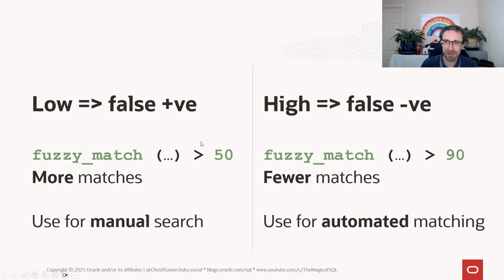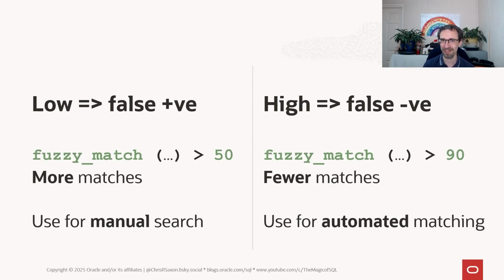Obviously, you've got to think about your use case. I'd set this lower if it's a manual search, so someone's actually typing in something, because you want to pull back possible matches, and it's up to them to filter that. Obviously, sort it by the match percentage. If you're doing automated matching, I would set this threshold quite high, because you don't want to accidentally match people that are in fact not the same, right? And you probably want to have other matching as well.